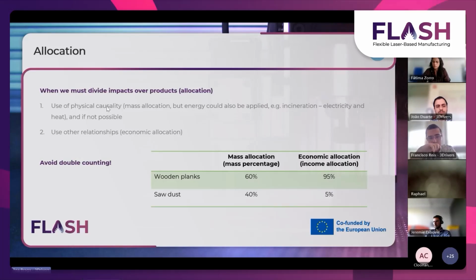So use physical causality, so mass allocation, or other relationships such as economic. We have here the example of mass allocation and economic allocation for these wooden planks and sawdust.